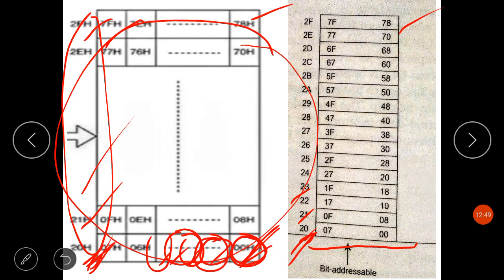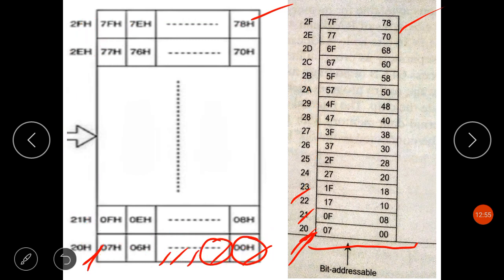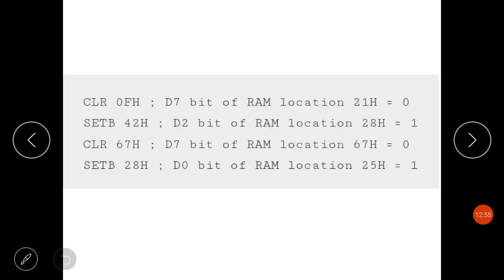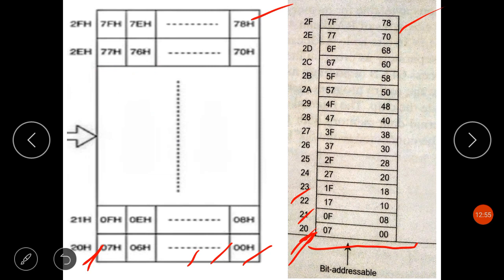Now these bits can also be modified using SETB and CLR commands. For example, here I have shown one example like CLR 0FH. So basically SETB and CLR are used for setting or clearing one bit only. Since CLR is used with 0FH, it is addressing a bit. So the bit that has the address 0F will be cleared. So 0F is which bit? 0F is the last or the 7th bit of 21H.